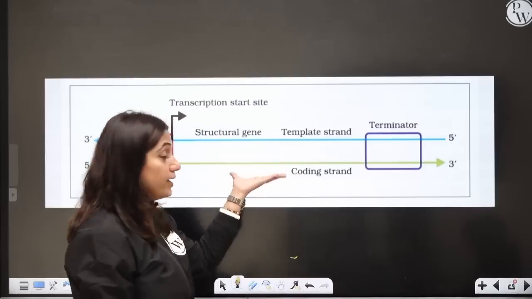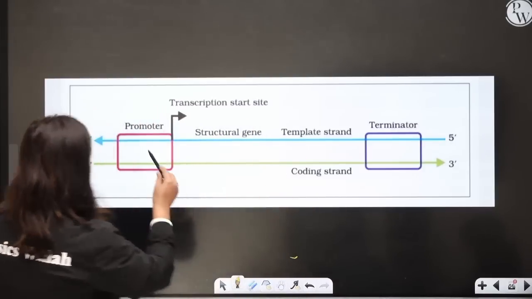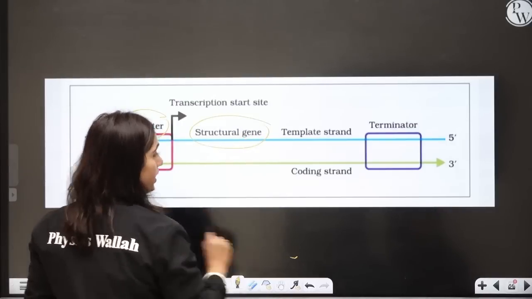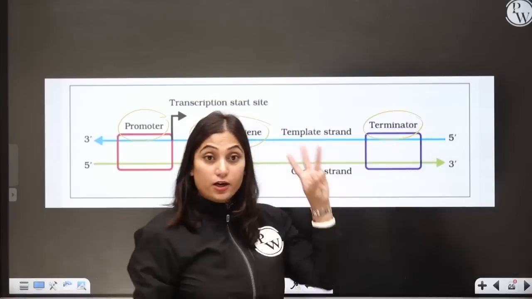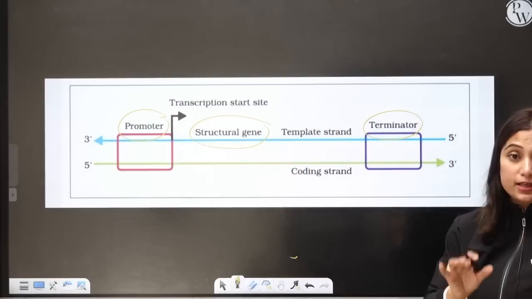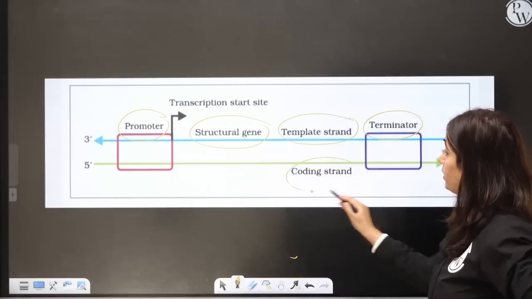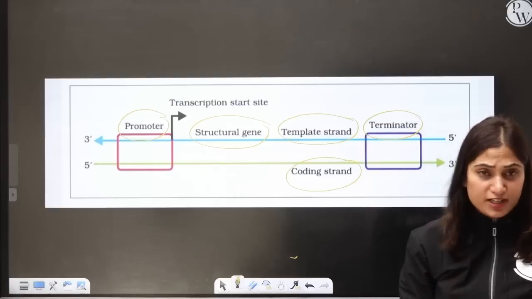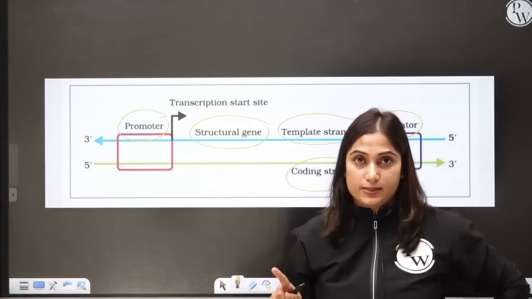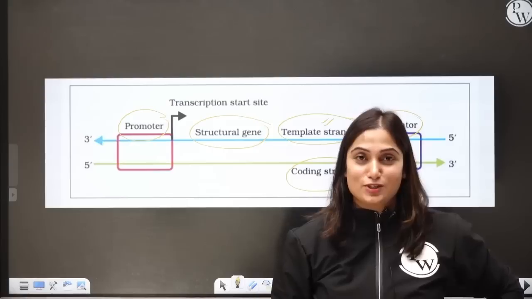So let's discuss this. Cistron, the transcription unit. Here, you can see this is promoter, this is structural gene, and this is the terminator. So there are three parts of the cistron. Here you can see there are two terms. One is the template strand and the other one is the coding strand. Template strand and the coding strand. Coding strand will not participate in transcription, but template strand will participate in the transcription.